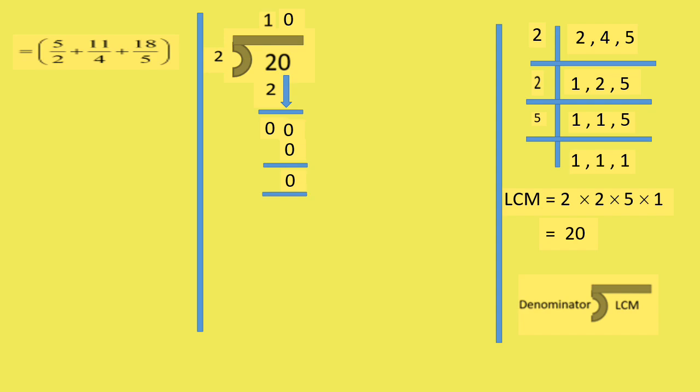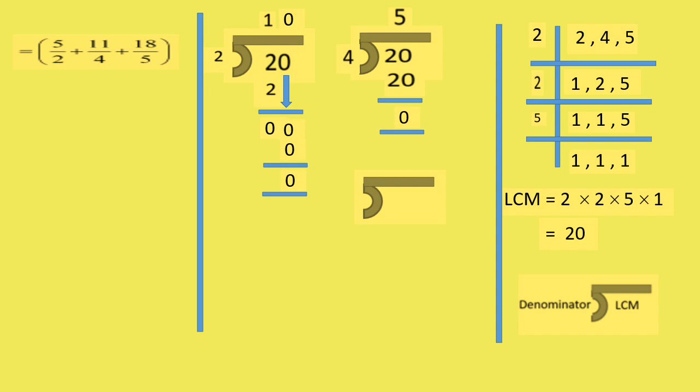Next I'll take the fraction 11 by 4. 4 outside. 4 5s are 20. I'll solve like this. Next fraction is 18 by 5. LCM is inside and I'll write 5 outside in place of divisor. 5 4s are 20. I'll solve like this. So I got quotient 10 for 5 by 2, 5 for 11 by 4 and 4 for 18 by 5.